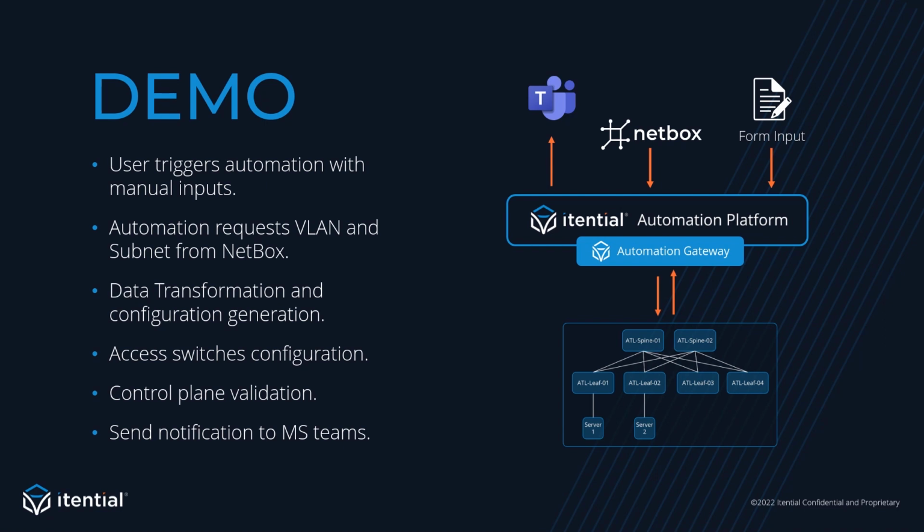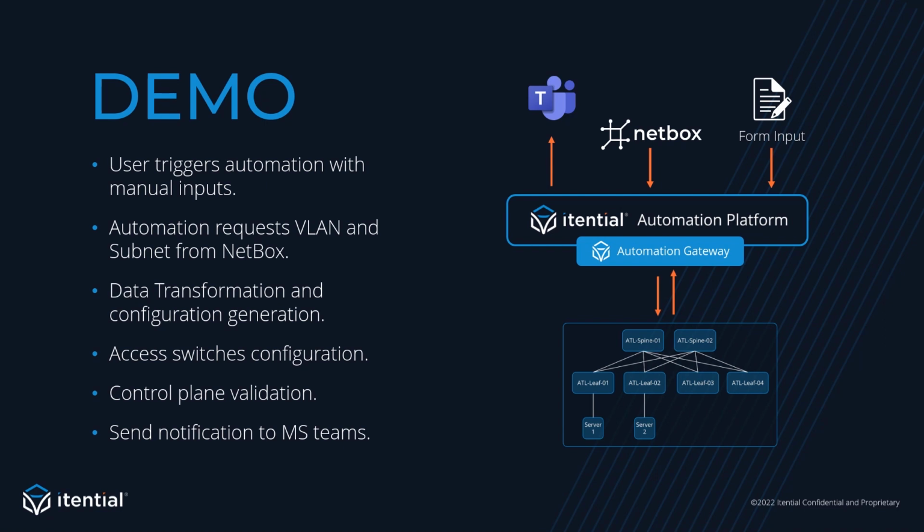Then we will automate some control plane validation. We'll do some show commands, verify routing tables, verify BGP tables, and that our advertisements are happening appropriately. And we're going to jump in and send notification, in this case to Microsoft Teams.